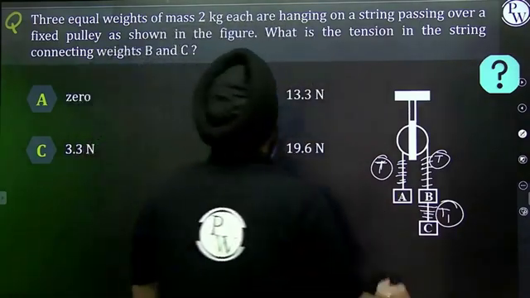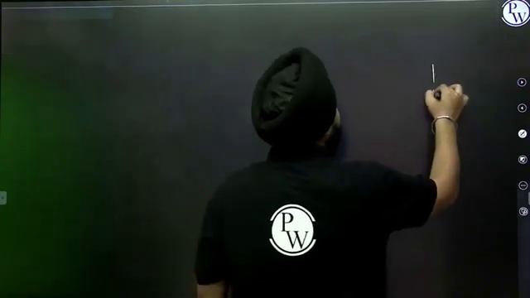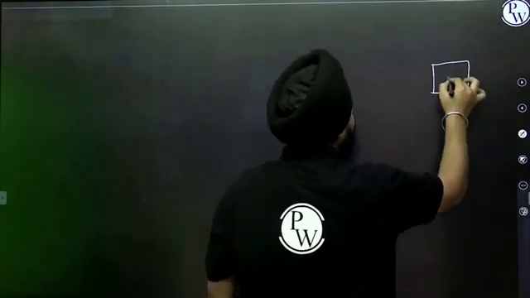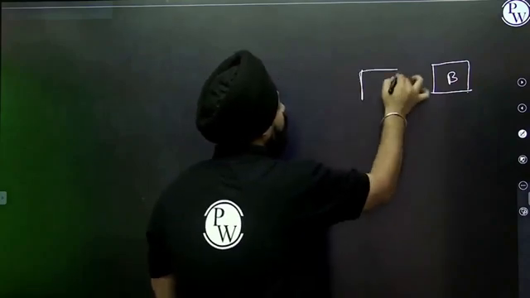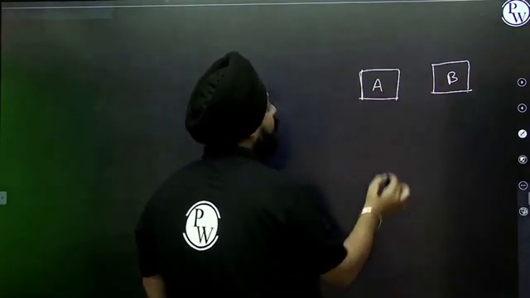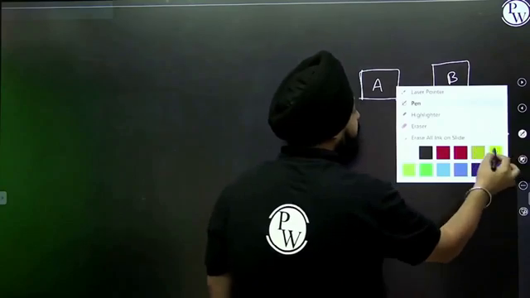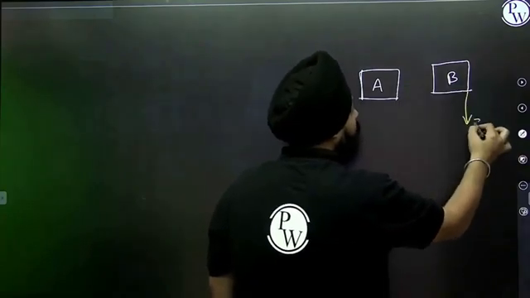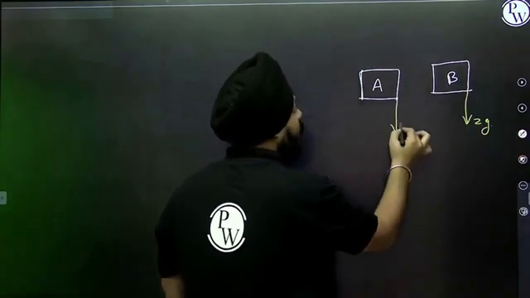So let's discuss: each of the masses is 2 kg. See here, it's B, it's A. 2 kg means their weight is acting in the downward direction, 2g.